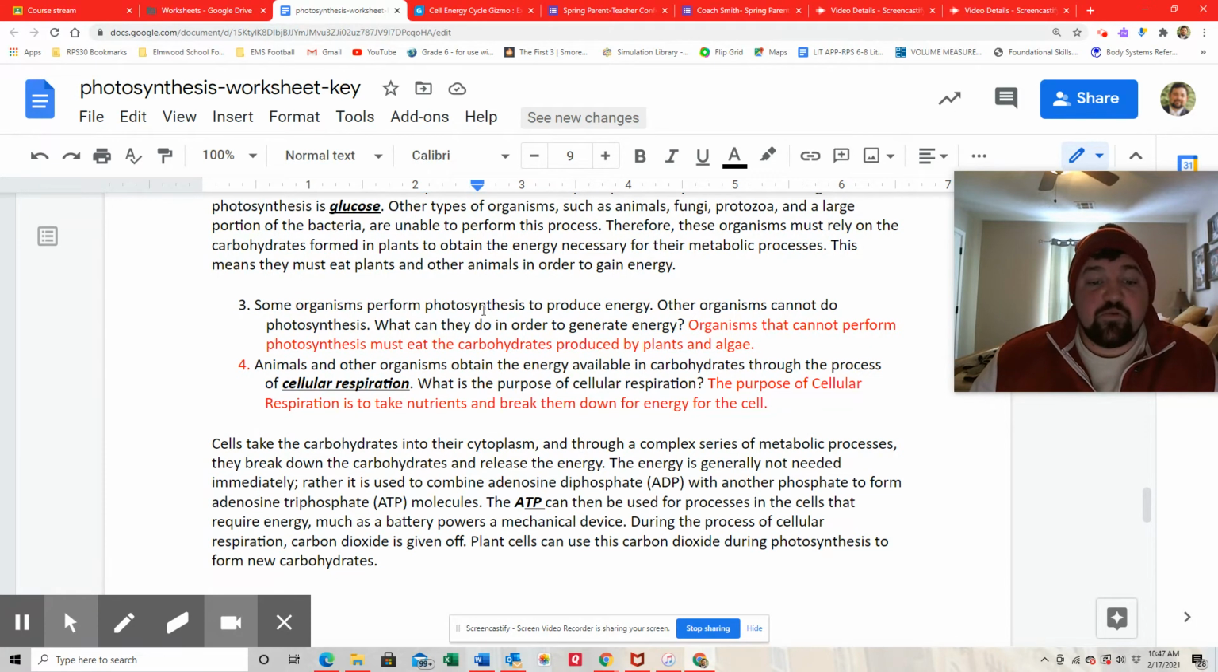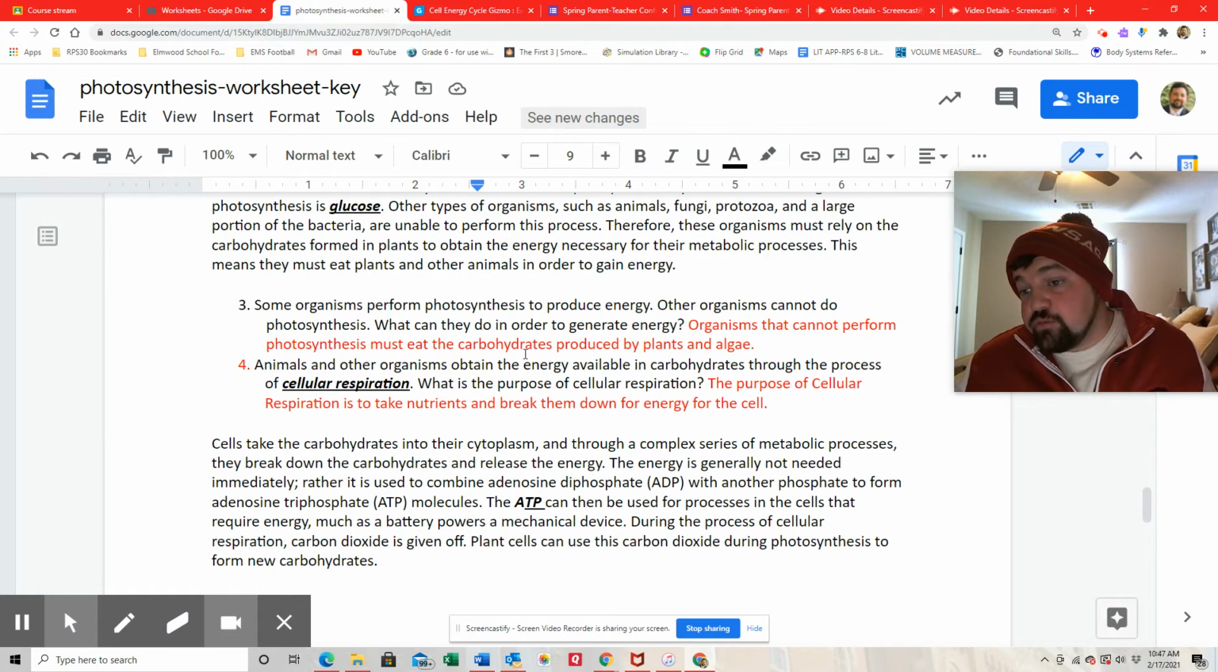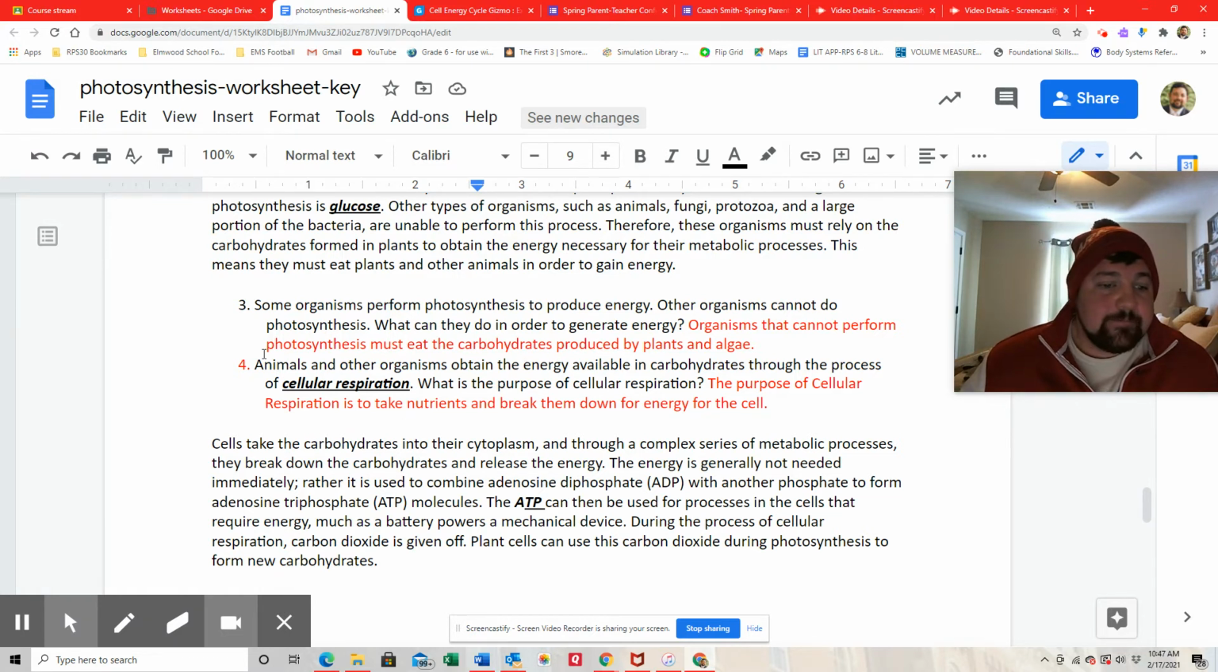Some organisms perform photosynthesis to produce energy. Other organisms cannot do photosynthesis. What can they do in order to generate energy? Organisms that cannot perform photosynthesis must eat carbohydrates. So they eat food, they consume. We call them consumers.